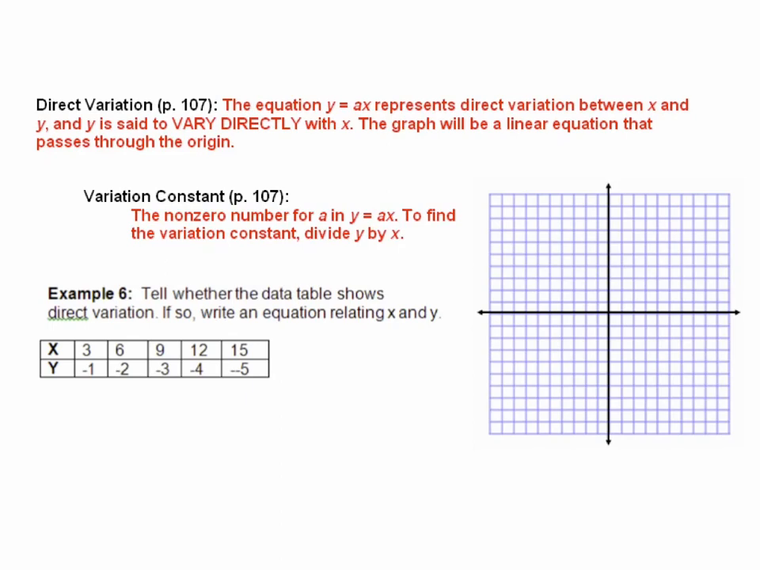All right. Direct variation. Direct variation is the equation y equals ax. The equation y equals ax represents direct variation between x and y. So first part of that definition, the equation y equals a times x represents direct variation between x and y.